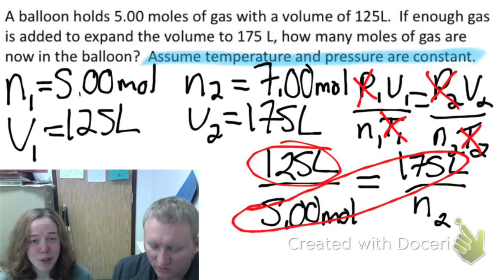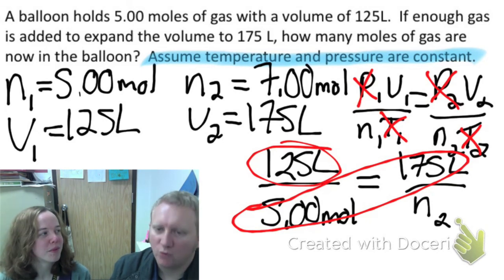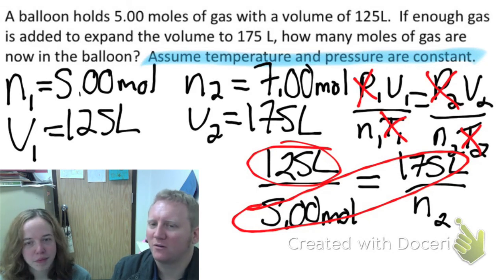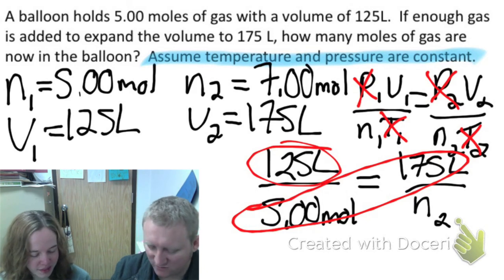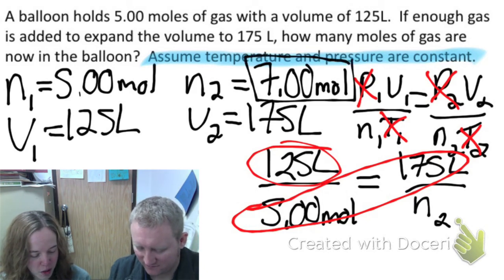So if we're adding gas, do we have more moles or less moles? We should have more moles. And more moles means more matter. That's going to take up more space. So the volume went up. Right. So all of our numbers make sense.